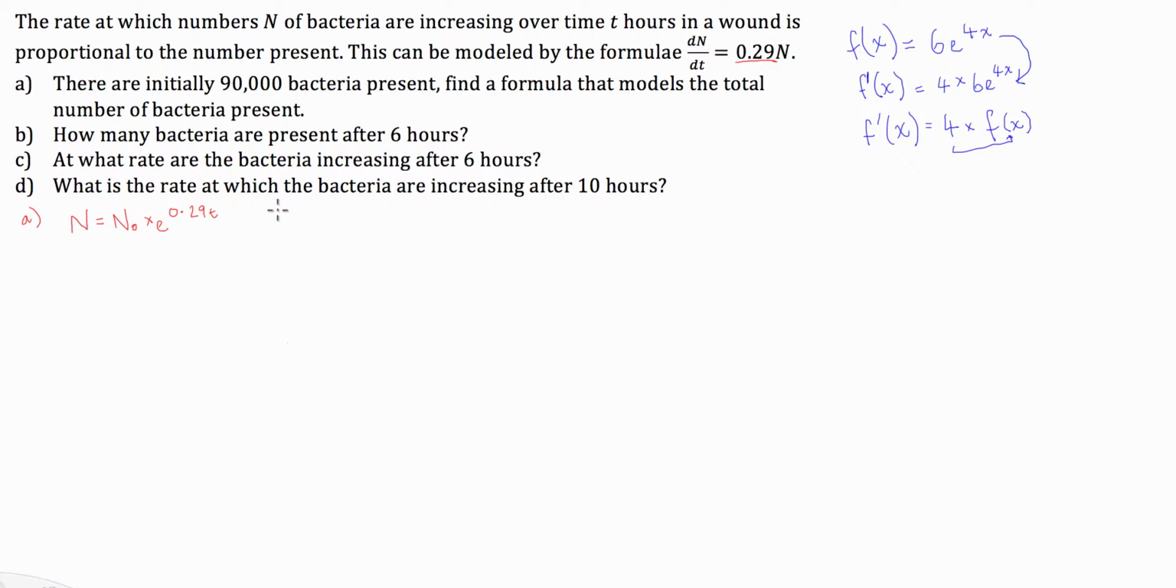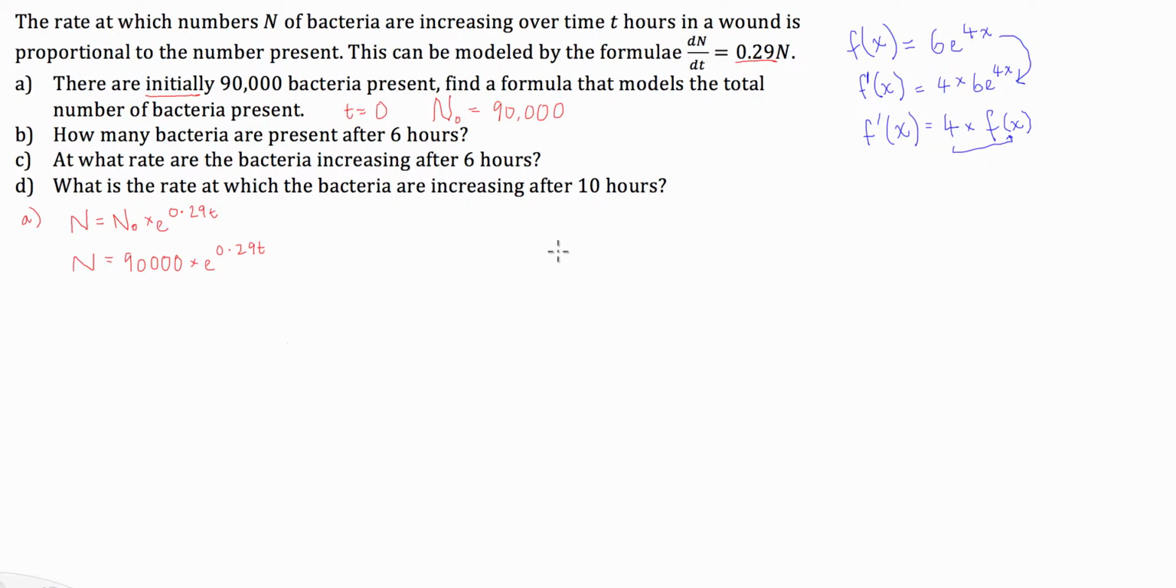Cool. Now it says there are initially, and when it says initially, basically what that means is t equals 0. So at t equals 0 there are 90,000 bacteria. Therefore our N naught is going to be equal to 90,000. So let's just replace that. We've got N, the number, is equal to 90,000 times e^(0.29t).